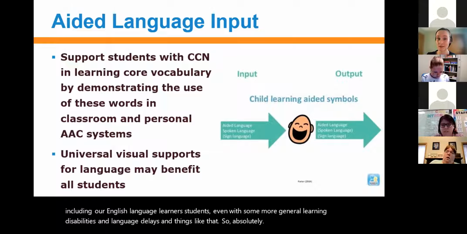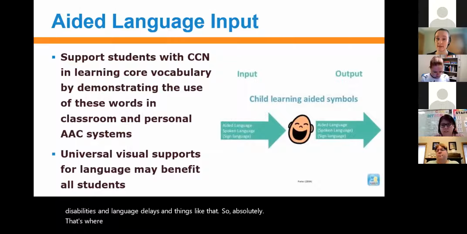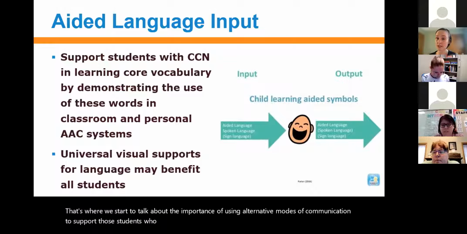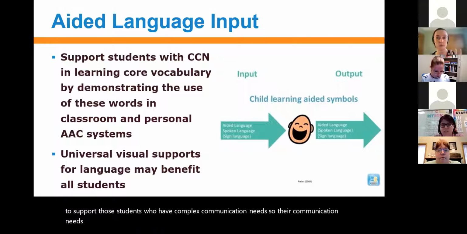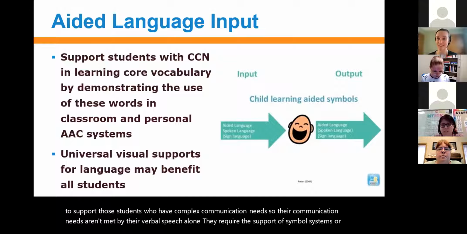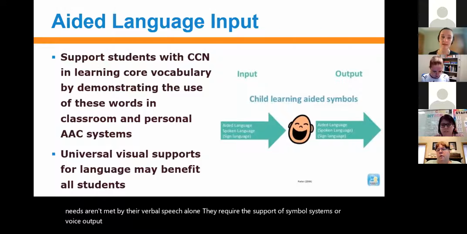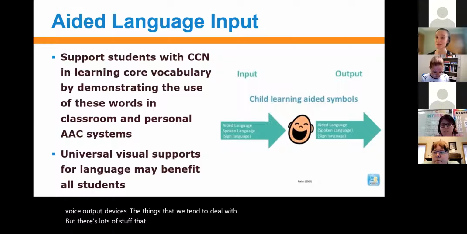That's where we start to talk about the importance of actually using alternative modes of communication to support those students who have complex communication needs. So their communication needs aren't met just by their verbal speech alone. They require the support of symbol systems or voice output devices, the things that we tend to deal with. But there's lots of stuff that you can do before you even send in a referral to the CCN team.